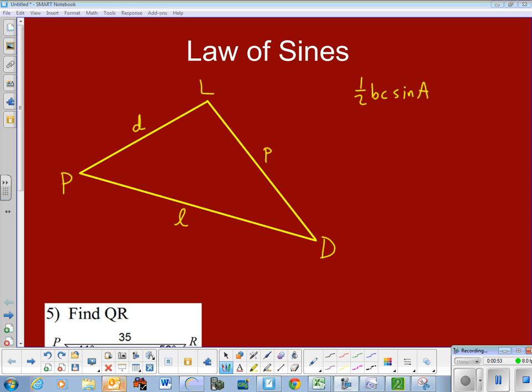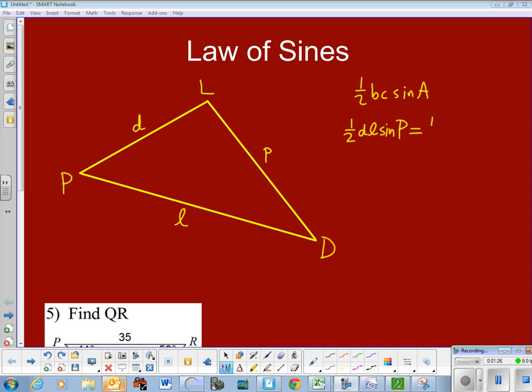First of all, let's say we know sides d and l and angle P. Then the area of this triangle would be 1/2 dl times sine of P. Now, if you knew a different angle and two sides, then you could find the area using those. And the area of the triangle is not changing, right? So this is equal to the area using a different pair of sides and angle.